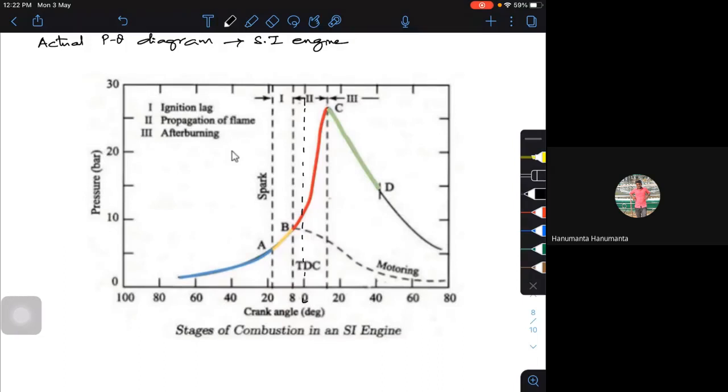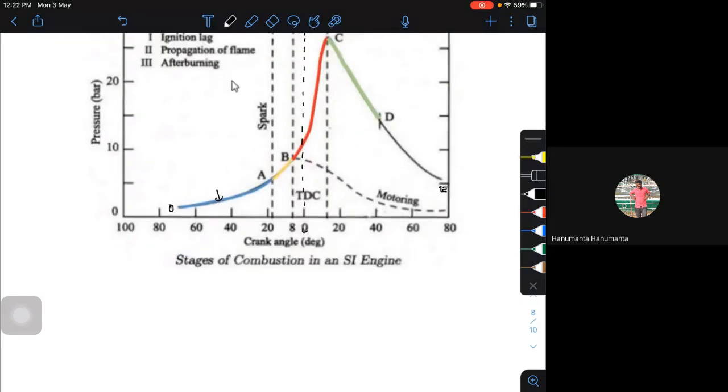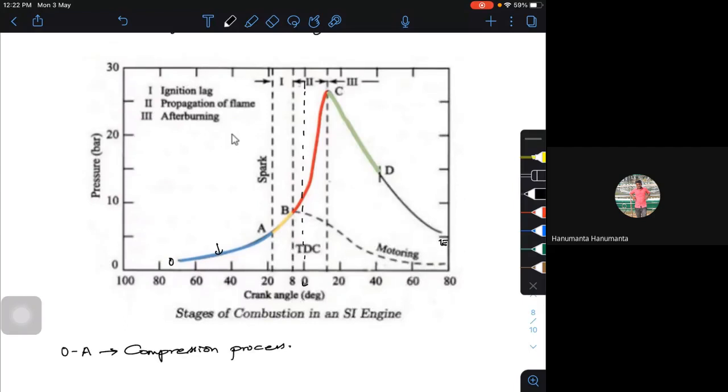Now what happens? If I call this point O, and this one A, then O to A is the actual compression process. If I try to look at O to A, it is the compression process. See, what should happen?